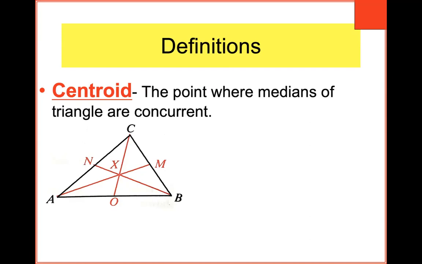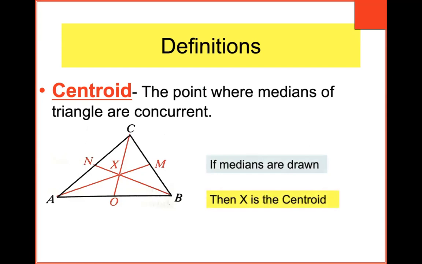And we get a big so what from this one. If the medians are drawn, then X, the point of concurrency right there, is called the centroid. And boy, do we get a big so what. We'll write it down here in a second.